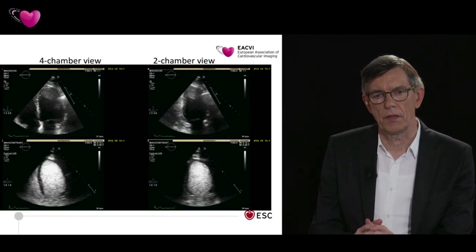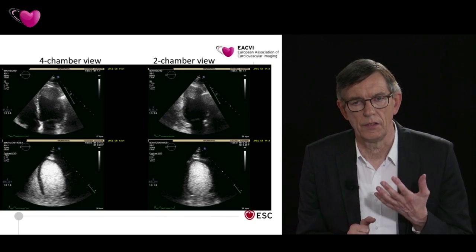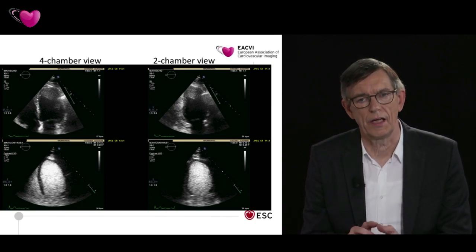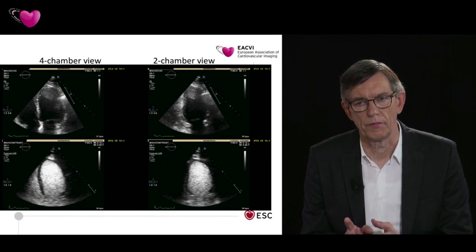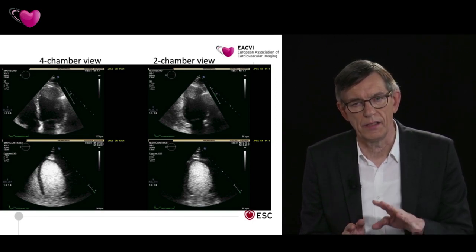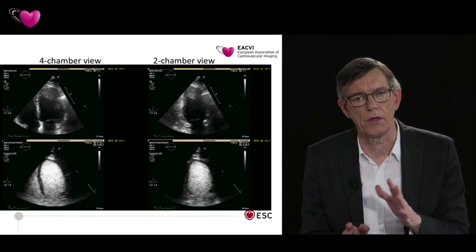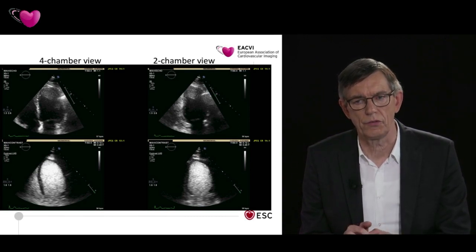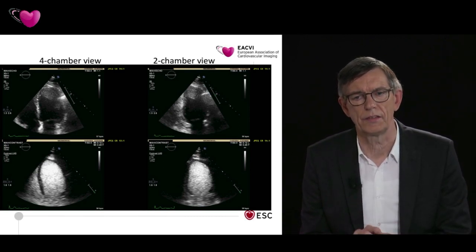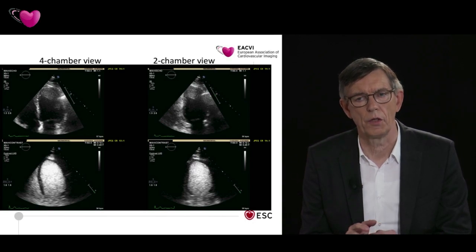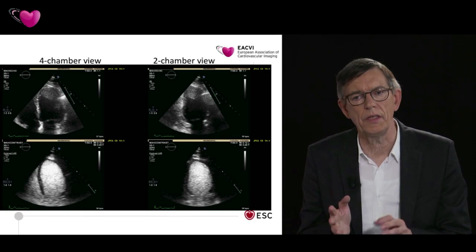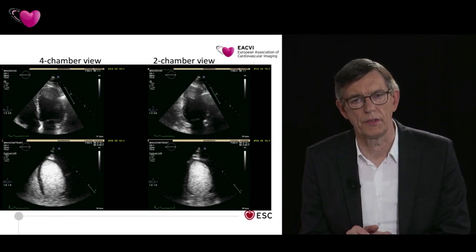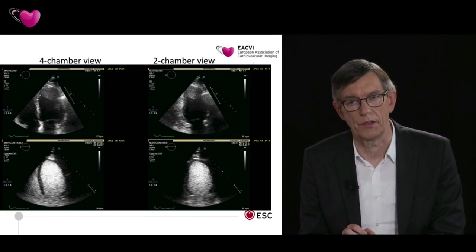And you see, the problem with the still frames in non-contrast images is that both in the 4-chamber view top left and the 2-chamber view top right, the borders are blurred, and it's very difficult to trace the cavity to assess the left ventricular volumes in systole and in diastole. Now you see, this is so easy even on the still frames with the contrast echocardiogram.